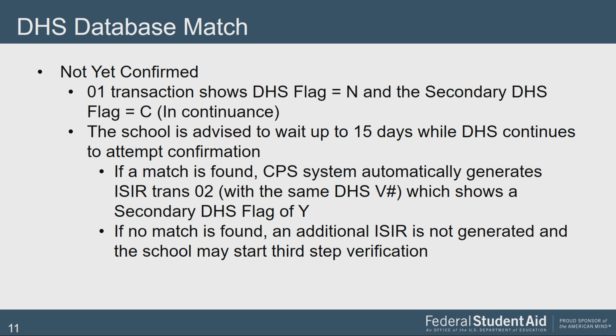If there's a match, the CPS will generate an ISIR transaction number 2 with a verification number, and it'll have a secondary DHS flag of Y for yes. However, if there's not a match found, an additional ISIR is not generated, and at that point you can start the third step verification.